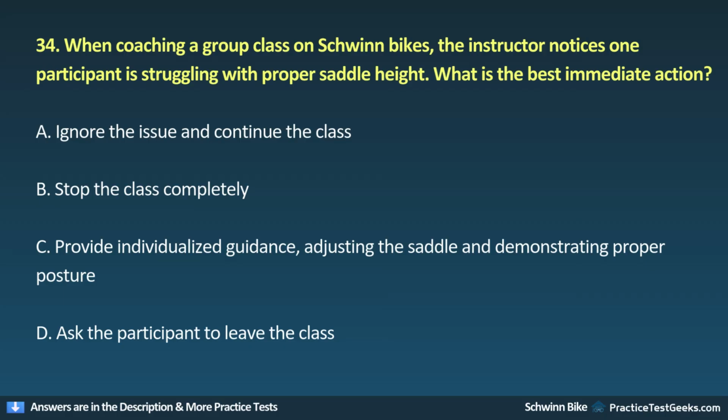34. When coaching a group class on Schwinn bikes, the instructor notices one participant is struggling with proper saddle height. What is the best immediate action? A. Ignore the issue and continue the class. B. Stop the class completely. C. Provide individualized guidance, adjusting the saddle and demonstrating proper posture. D. Ask the participant to leave the class.